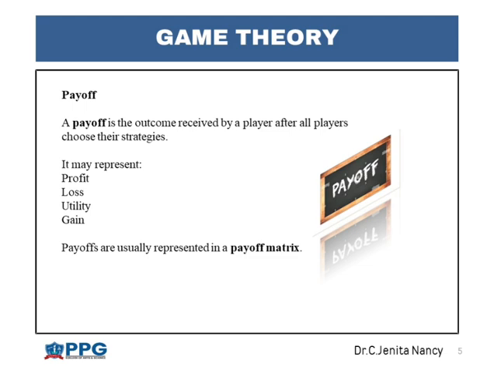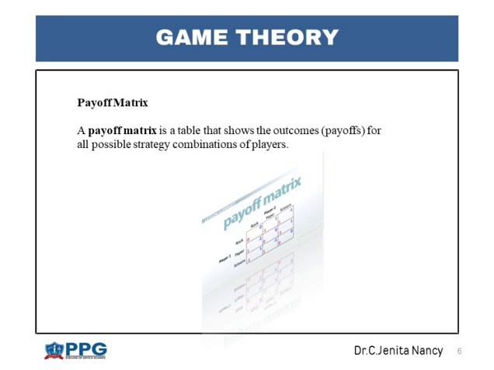Next is payoff. A payoff is the outcome received by a player after all players choose their strategies. It may represent profit, loss, utility, and gain. Payoffs are usually represented in a payoff matrix. Now, what is a payoff matrix? A payoff matrix is a table that shows the outcomes for all possible strategy combinations of players.